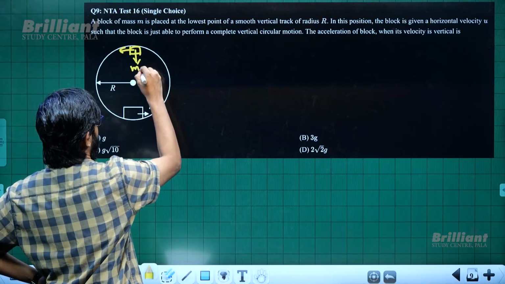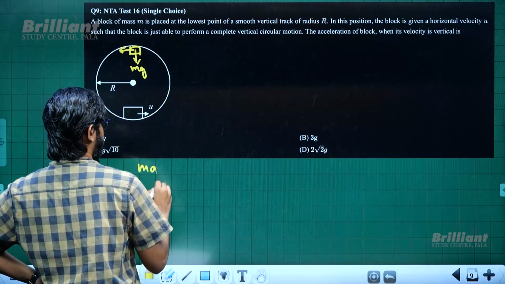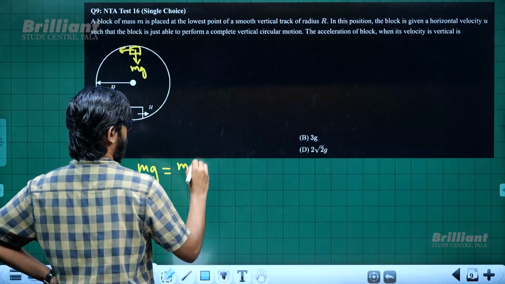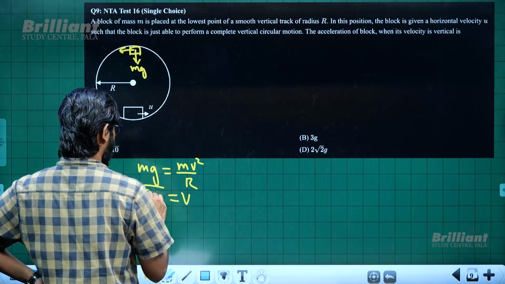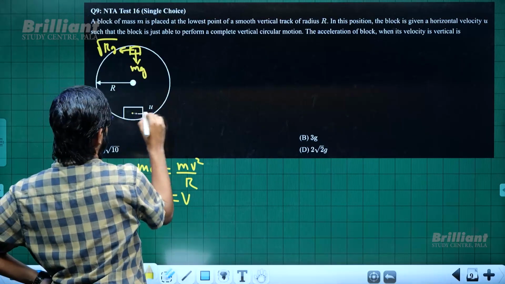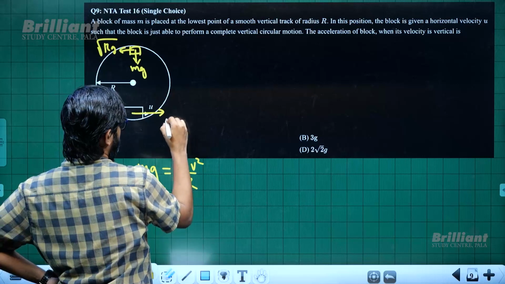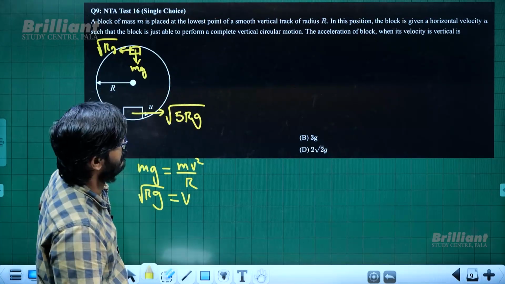So mg will be alone providing that required centripetal force. So we will be writing net force towards the center equal to mv square by r. From there we will be getting at the topmost point the speed is v equals root rg. So at the topmost point speed is root rg, at the bottommost point speed will turn out to be root 5 rg by mechanical energy conservation.